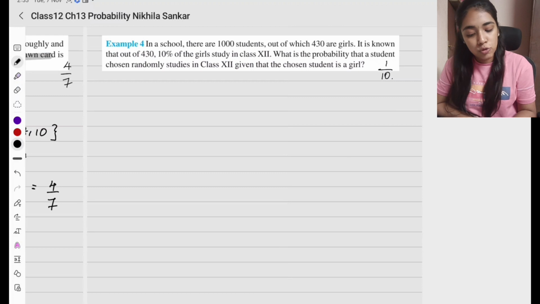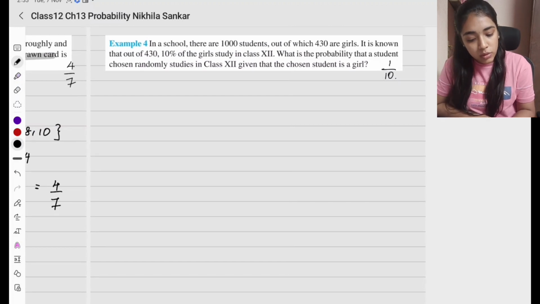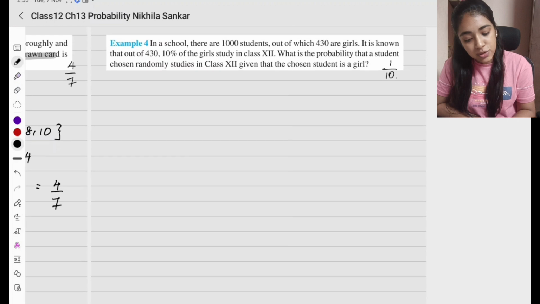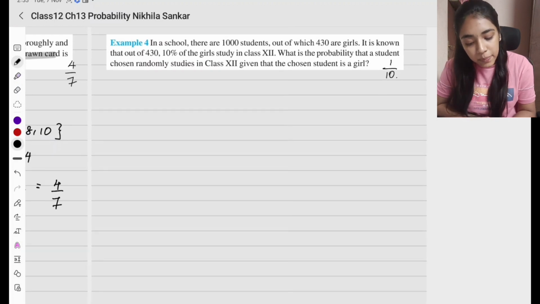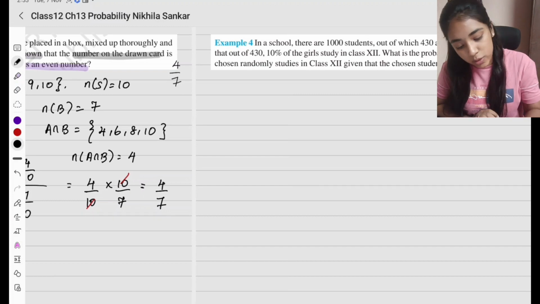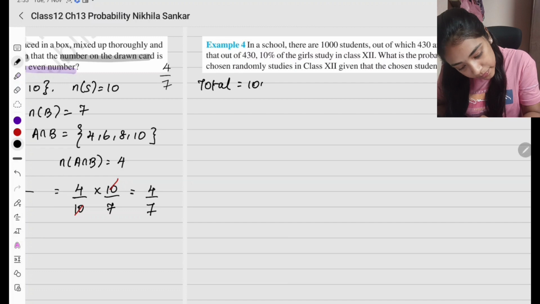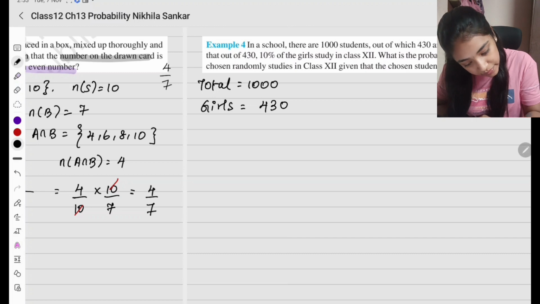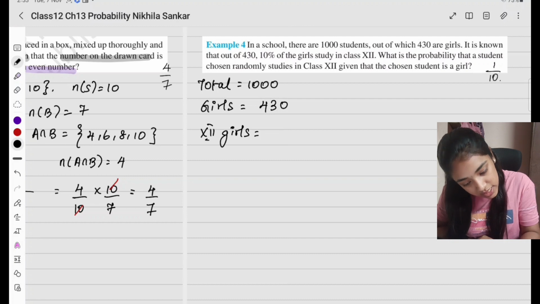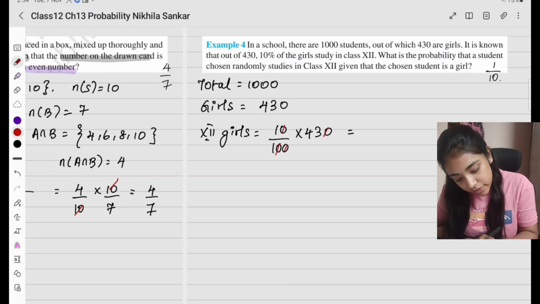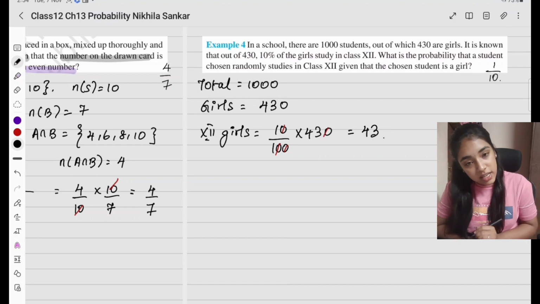Example 4. In a school, there are 1000 students, out of which 430 are girls. It is known that out of the 430, 10% girls study in class 12. So first என்ன கொடுக்கலாம்? First எது sample space? We'll just write down the information we have. So total 1000. Girls 430. Class 12 girls எத்தனை? Class 12 girls is going to be 10% of the girls. 10% of the girls na 10 by 100 into 430, which is going to be, when I cancel, I'll be left with 43. So 43 girls irukanga 12th standard la.